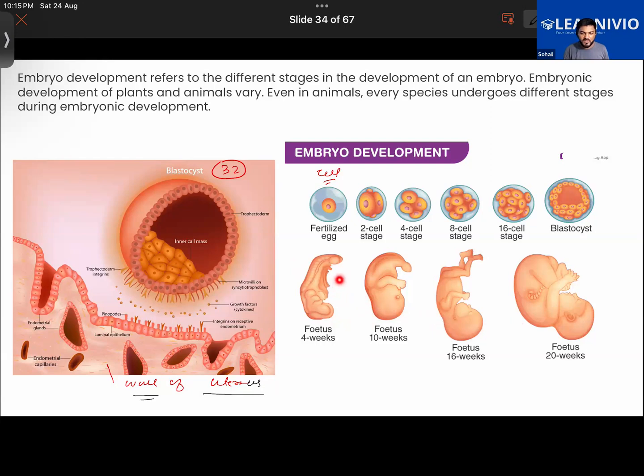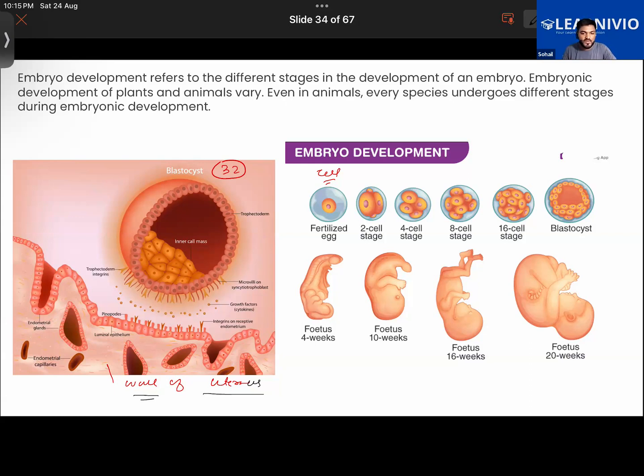Now, the lower part would be particularly forming the legs. Getting it now? Sorry, upper part. This one over here. So the parts of the body will be identifiable. So when it is identifiable, then it will be called a fetus.